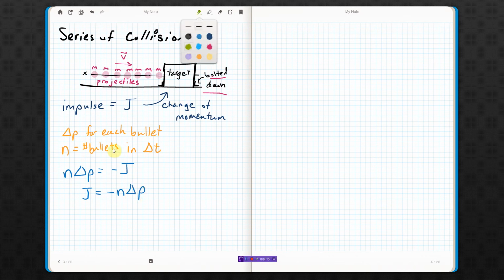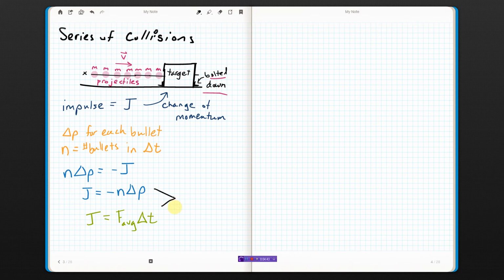I also know from last lecture and also last year that impulse equals average force. So this would be the average force on the target times time, and that's really delta T, so the time interval we're talking about. Okay, now if we put these two together, let's go back to black.